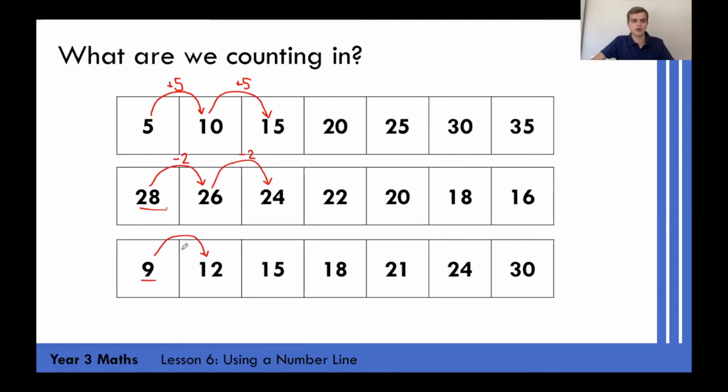Oh, I've counted on 3 there. And let's check 12 to 15: 12, 13, 14, 15. I'm adding on 3. So can you see on number lines or number tracks, I can count forwards or backwards, and I can count up in different numbers each time. On my top number track, I counted up in 5s. Then in this number track, I counted down in 2s. And here, I counted up in 3s.